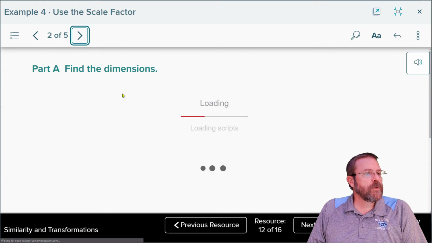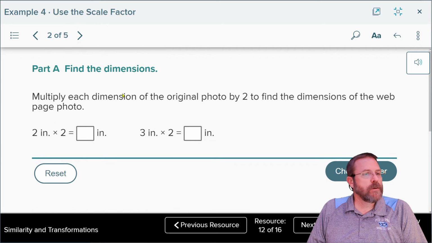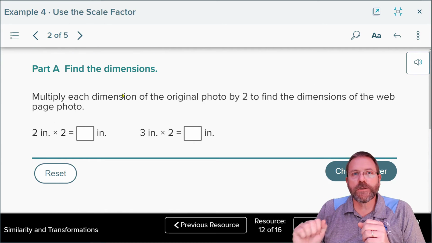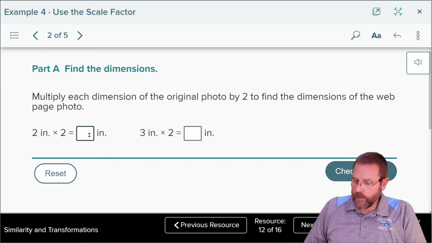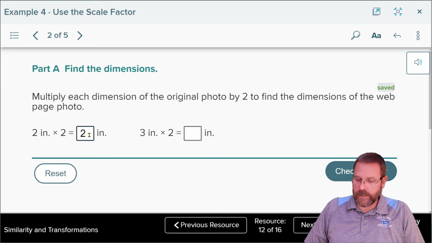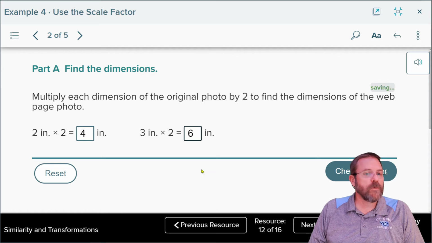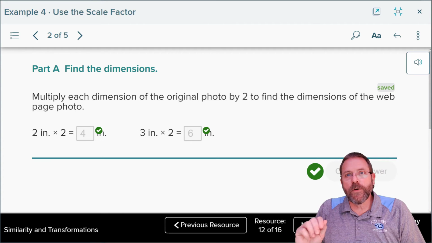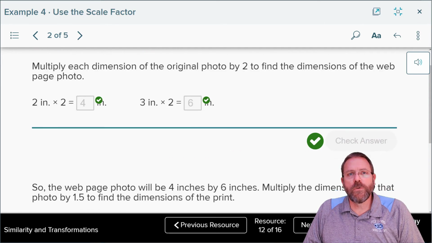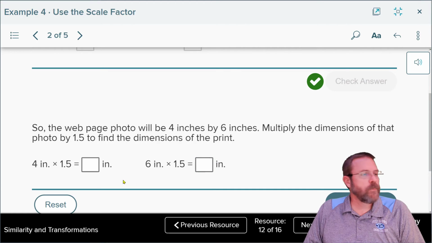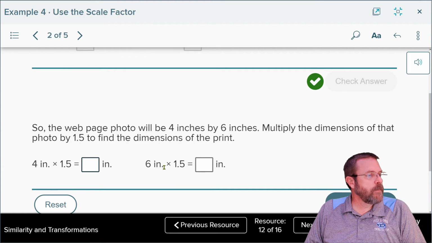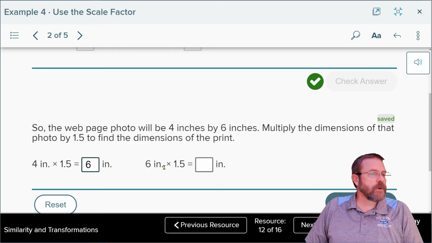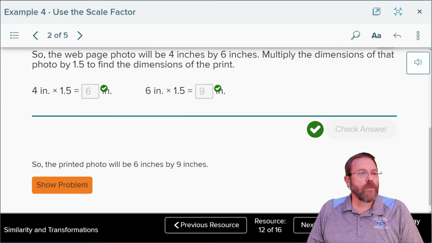Let's keep moving through this. We need to start off by finding the dimensions. First off, the dilation of times 2. 2 times 2 is going to end up being 4. 3 times 2 is going to be 6. That was when you put the photo on the web page, but he wasn't done. Then he made it larger, going from the web page to what he printed, multiplying that by 1.5. That's going to give me a 6 right there, and this one is going to give me a 9 right here. Check that. Those are good.